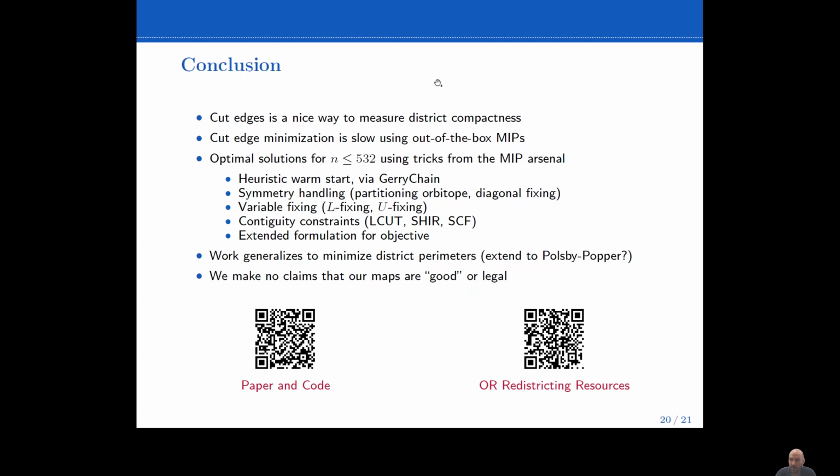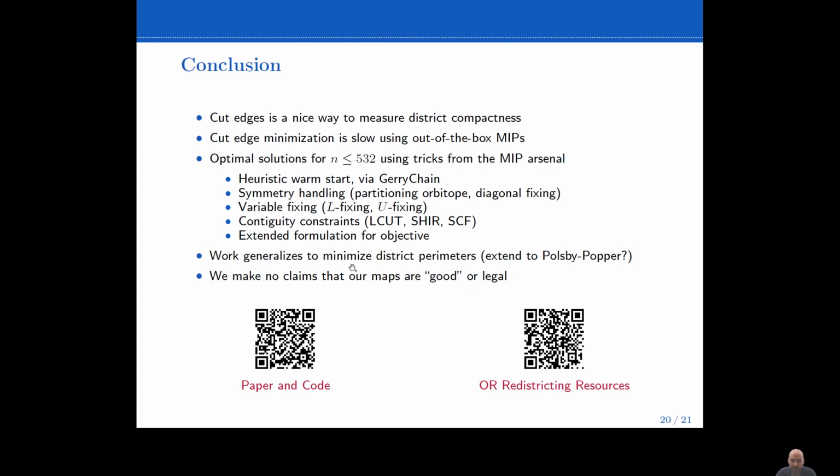So in conclusion, I think cut edges are a nice way to measure compactness. It gives visually appealing districting plans. But if you use just MIPs out of the box, it's going to be slow. With some tricks, you can solve instances up to, let's say, 500 nodes.